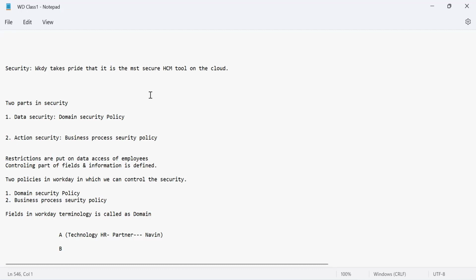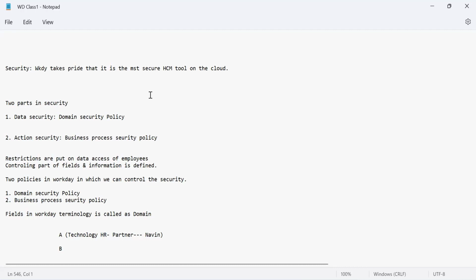I hope you are able to understand what I'm trying to say. Now, when you have this kind of restrictions put, they are put in such a way that whatever your role and responsibility is in your organization, you will get access only till that. Otherwise, you will not get the access.